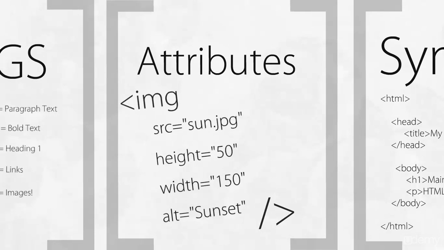So the image tag needs some help, doesn't it? Yes, definitely. For example, if you have a height and a width, it stops your website jumping around. So having a height and width for your images is very good. The source, src, is just where the image is. What do you think alt is? Alt is a short description of your image. Very good.